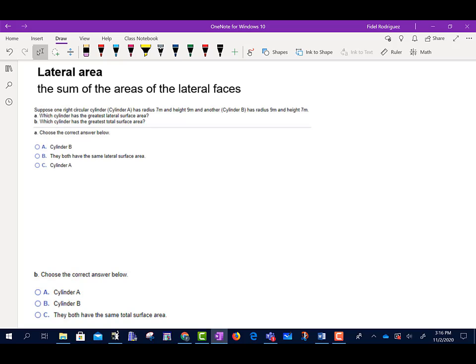All right. It says, suppose one right circular cylinder, cylinder A, has a radius of 7 and a height of 9. Before I do anything else, I'm going to draw this. You kind of get the idea. So we know that the radius here is 7 meters, I'm sorry, not centimeters, meters.